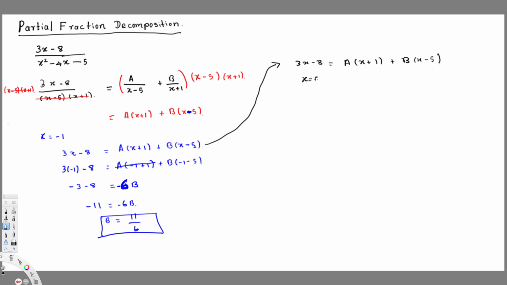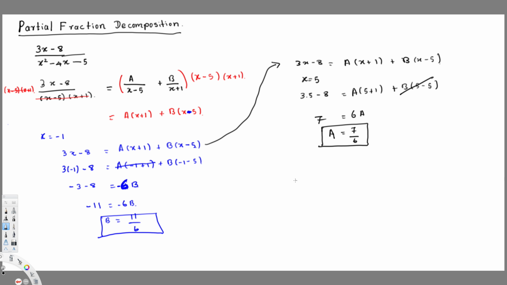If I pick x equal to 5, this is going to be 3 times 5 minus 8, and here we are going to have A times 5 plus 1, and here B times 5 minus 5. This one we can cancel because it's going to be 0 times B, that's going to be 0. Then we are left with 3 times 5, 15 minus 8, which is going to be 7. And here we are going to have 6A, and that's going to give us A equal to 7 over 6. Now we found A and B, and all we have to do is write this in this pattern.